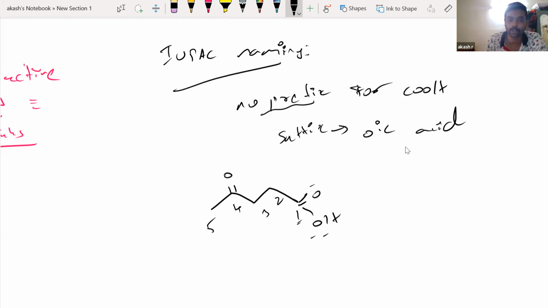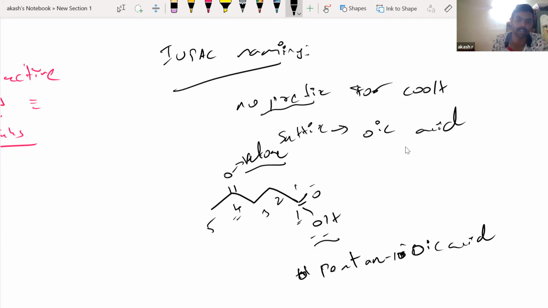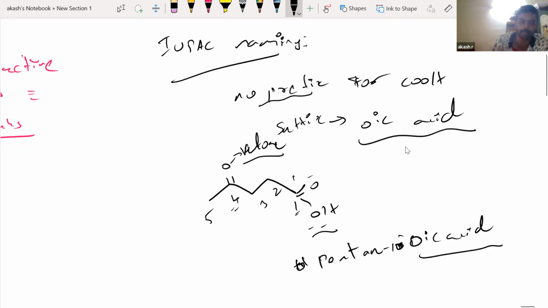So 1, 2, 3, 4, and at the fourth carbon atom there is a ketone. For the ketone we would use a prefix, and for the acid we will use the suffix. First you can write the root word, which is decided by the number of carbon atoms in the chain. That is 5, so the root word is pent. There are only C single bond C, so the secondary suffix is an, because only single bonds are there. And at the first carbon atom we have oic acid, which is the suffix, and before that the prefix should come.